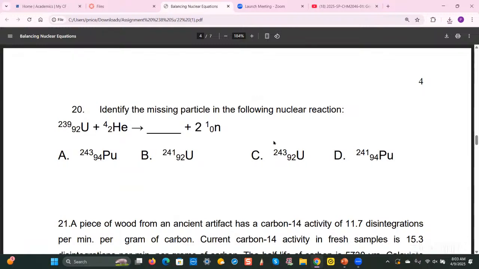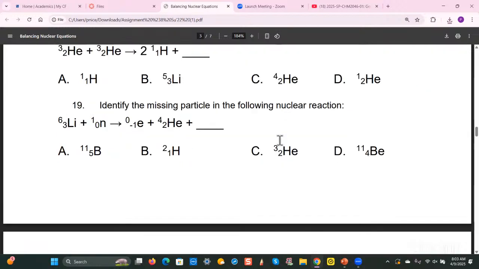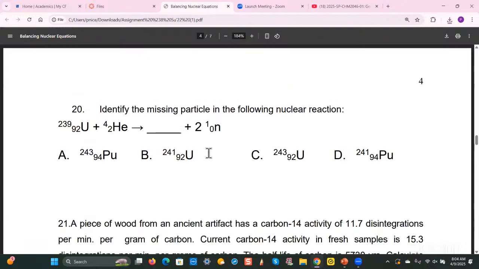Any problems? It's all about balancing nuclear equations. And just to remind you, when you're balancing nuclear equations, you have to make sure that the mass numbers are conserved on both sides of the equation and the atomic numbers are conserved. That's basically what it comes down to, all right? So any questions about any of these? Questions 1 through 20? No?